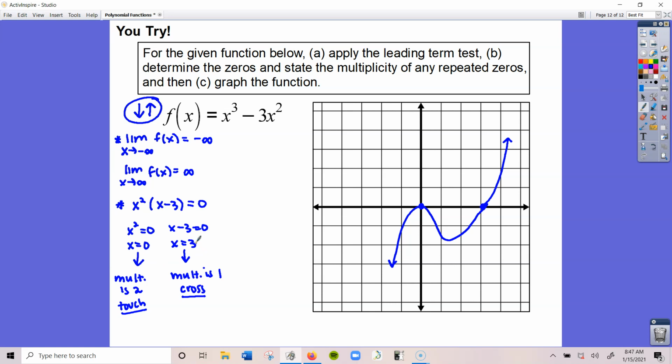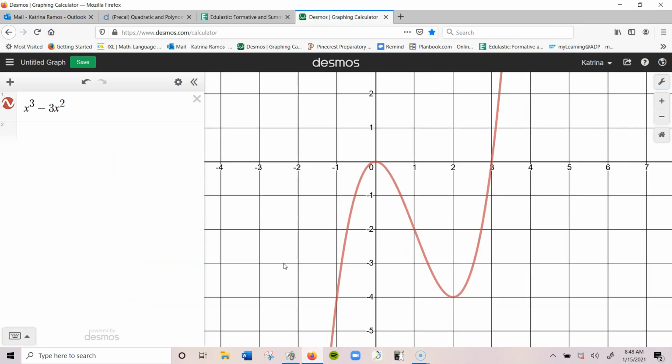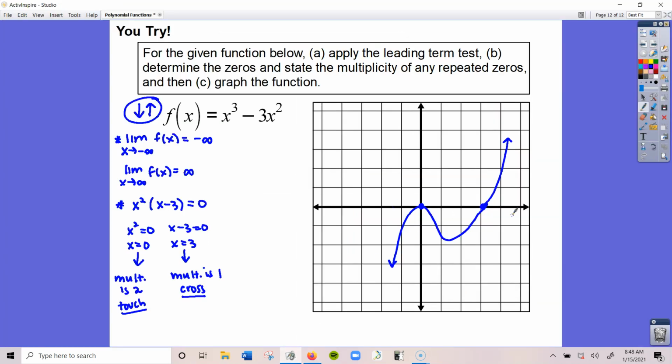So now let's look at the graph to make sure that we got this right. Here's the graph of that function. We have the end behavior, the left side was going down, the right side is going up. We had the x-intercept at 0 that only touched the x-axis. And then we had x is equal to 3 where it crossed the x-axis. And again, we didn't know how low it was going to go in between, so it's a guesstimate. But it looks like the actual behavior looks the same as ours, so we're good to go. And that's how you graph polynomial functions.